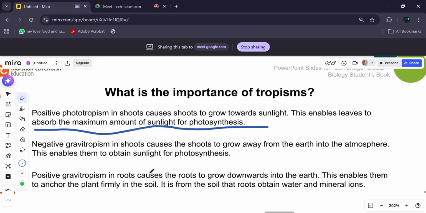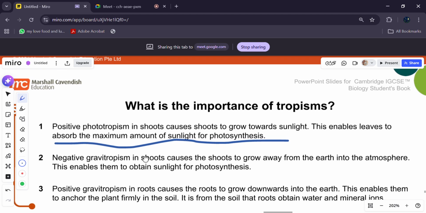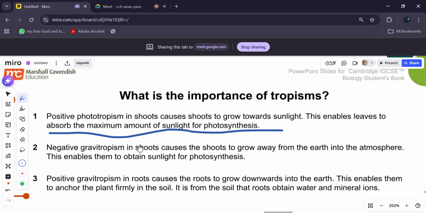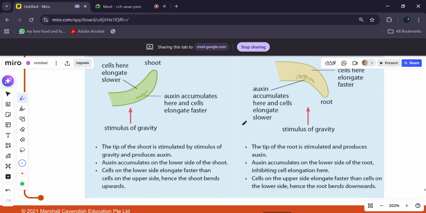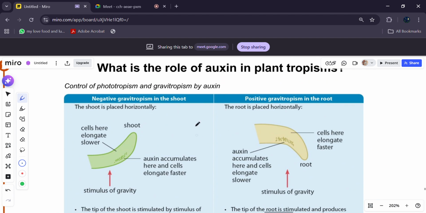Positive gravitropism in the roots causes the roots to grow downwards into the earth, and this enables them to anchor the plant firmly into the soil. It is from the soil that the roots obtain water and mineral salts. Now, to quickly end this video, we're going to finally look at the role of auxin in plants in gravitropism.